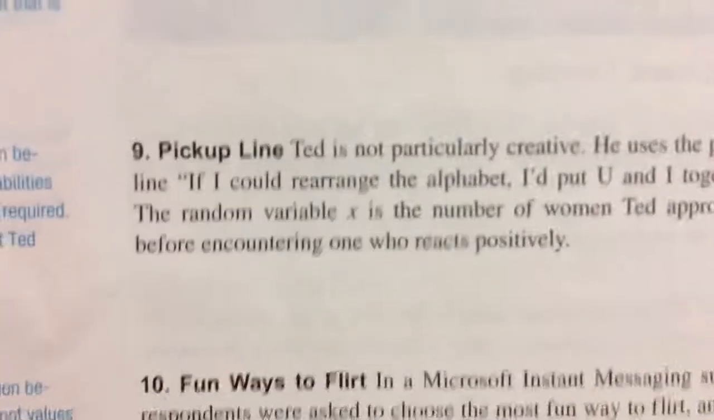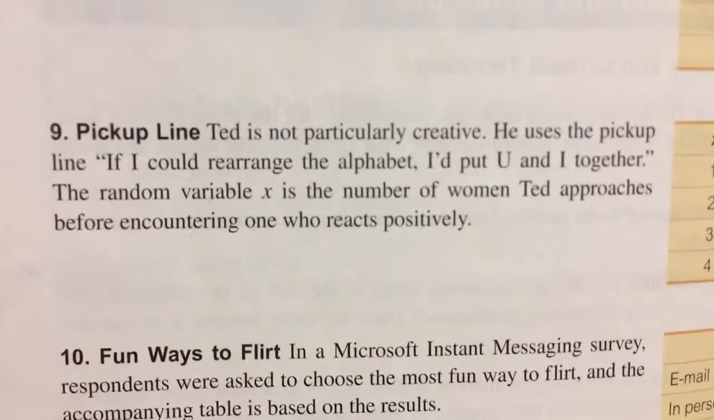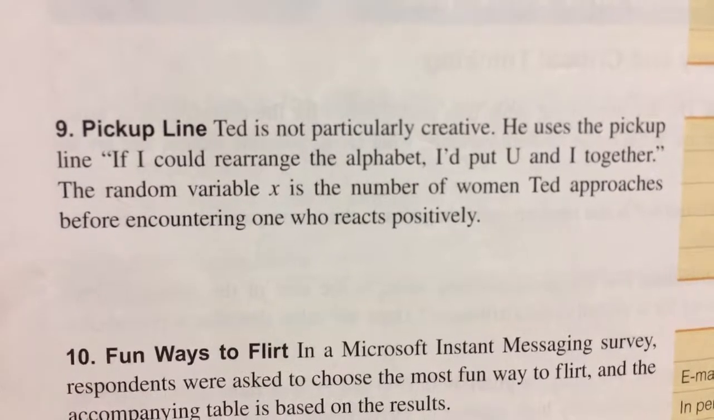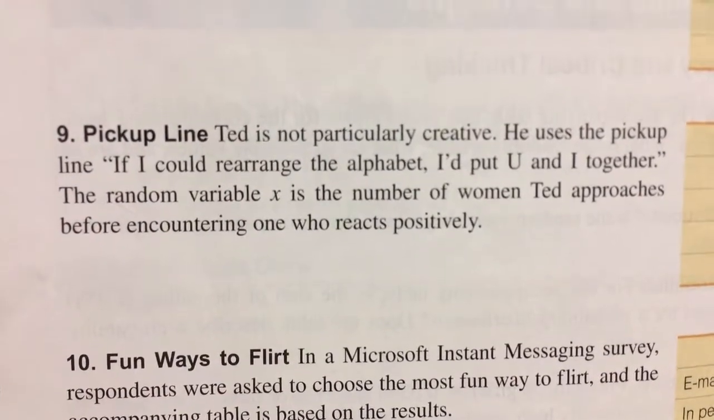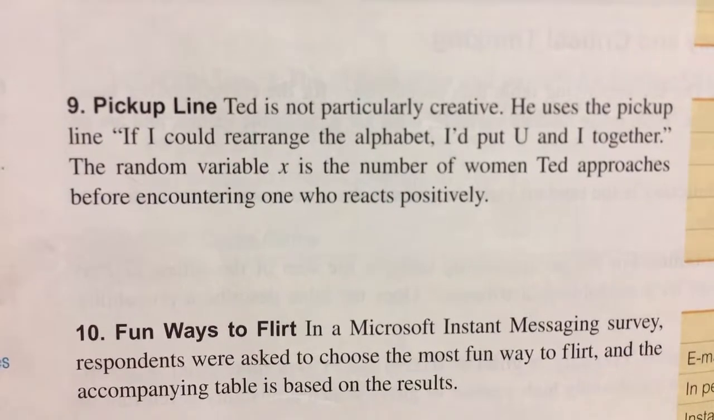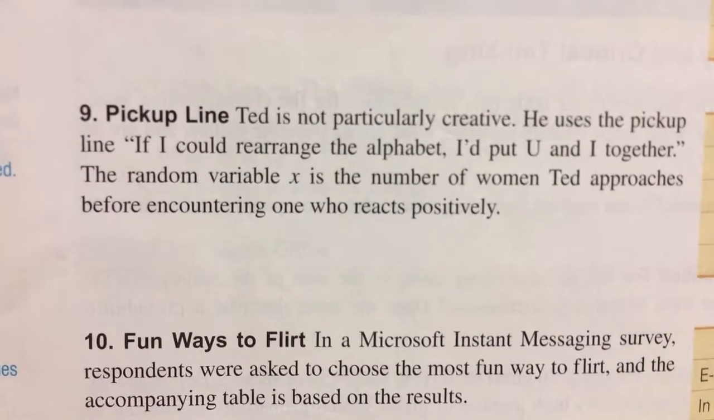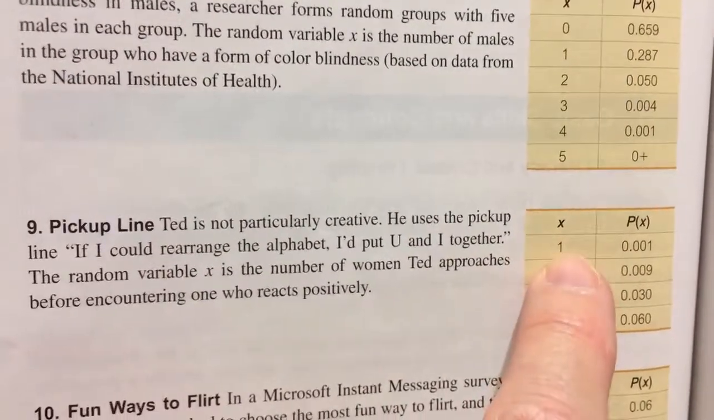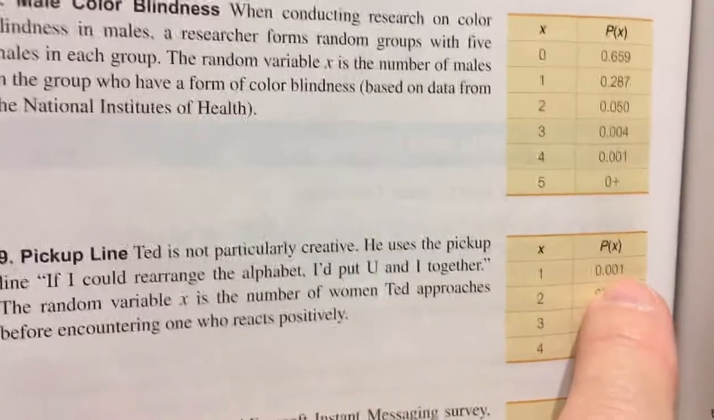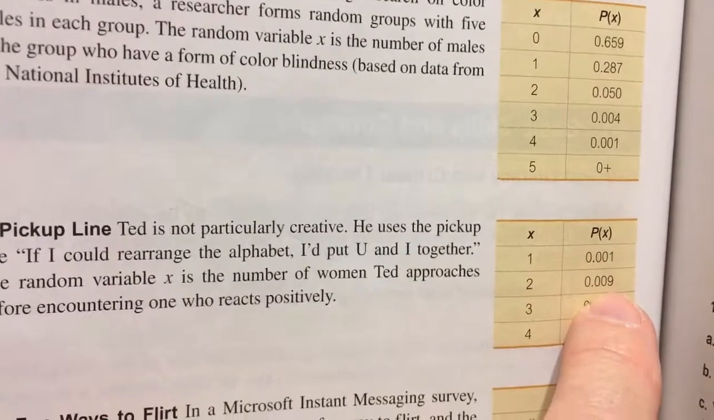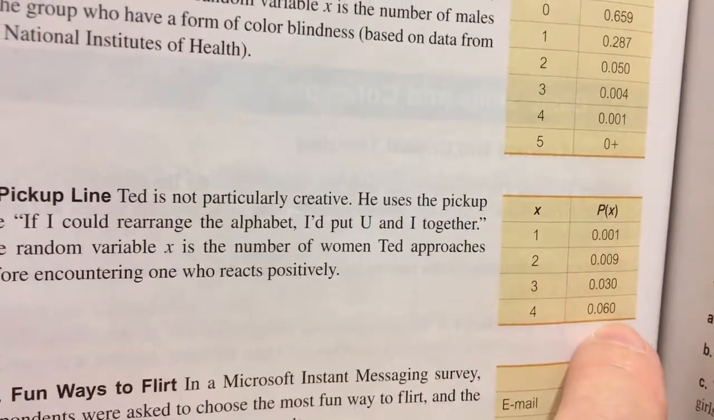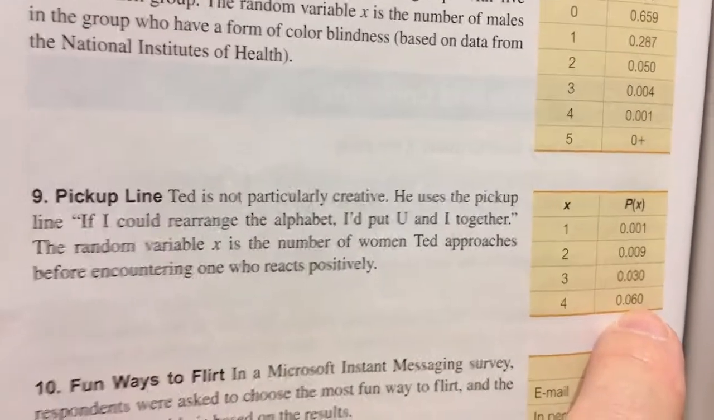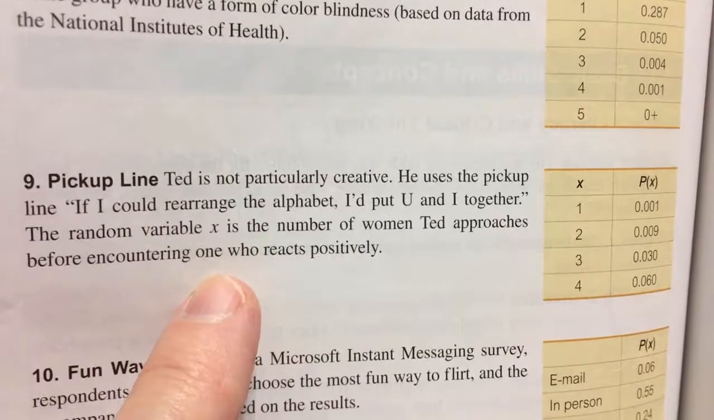All right, the next one we're going to do is number 9, which I thought was cute. Ted is not particularly creative. He uses the pickup line, if I could rearrange the alphabet, I'd put you and I together. The random variable x is the number of women Ted approaches before encountering one who acts positively. All right, so these are his probabilities. 1, 2, 3, 4. He's got 0.001, 0.009, 0.030, 0.06. So, I mean, he's not really batting 1,000 with this line, so I don't know why he keeps on using it.